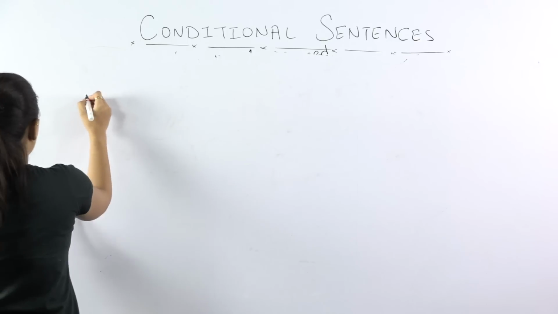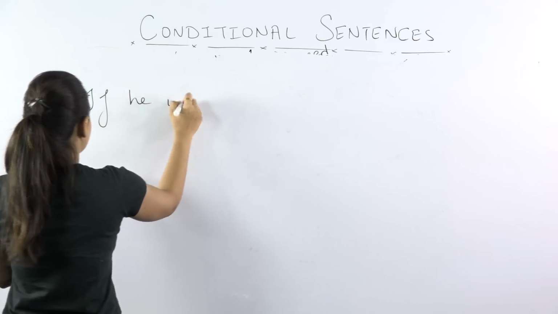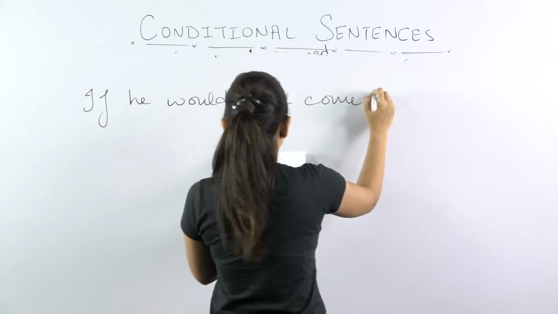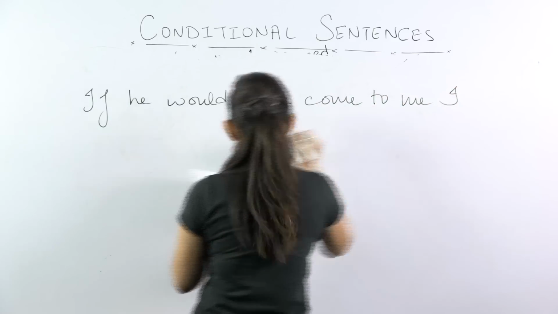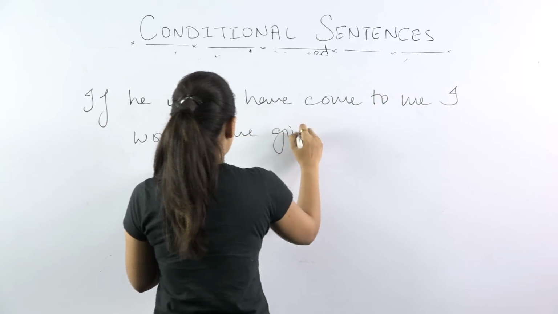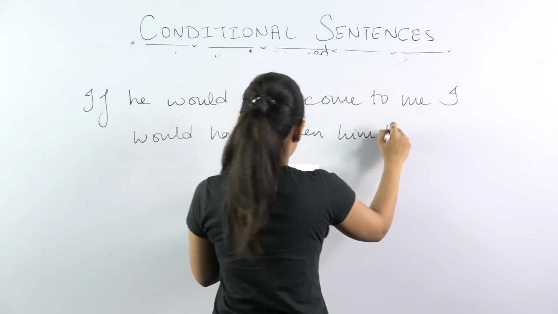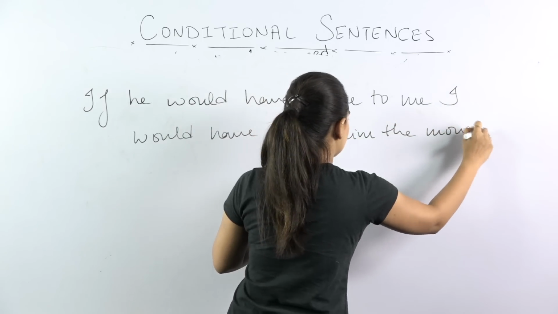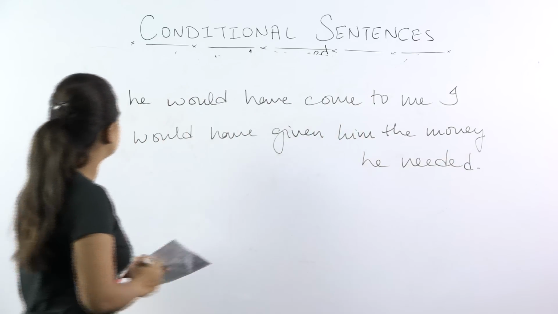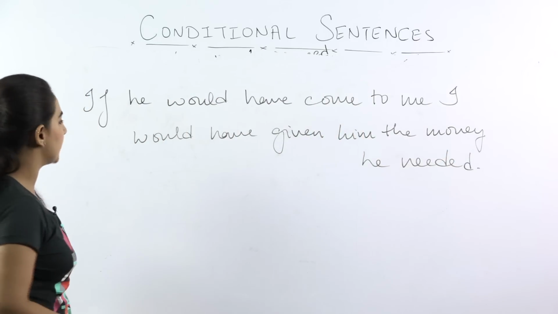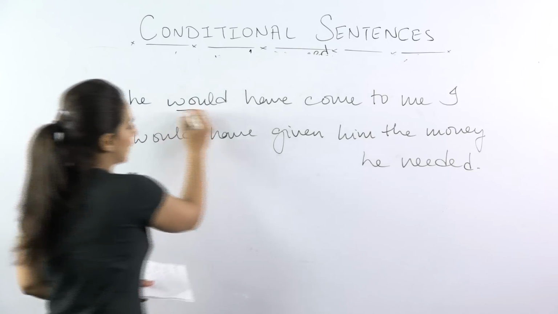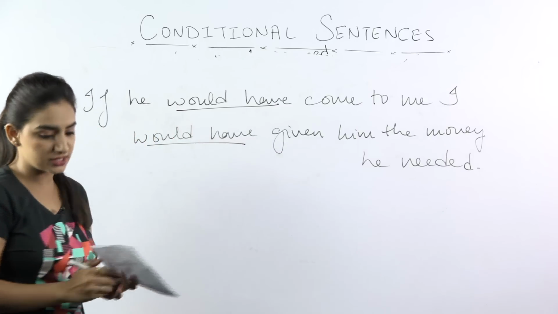It says, if he would have come to me, I would have given him the money he needed. Now tell me, what is the error here? If he would have come to me, I would have given him the money he needed. Now here you cannot write would have and would have together. आप दो would haves को use नहीं कर सकते हो एक साथ.